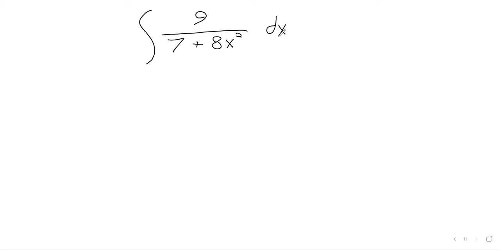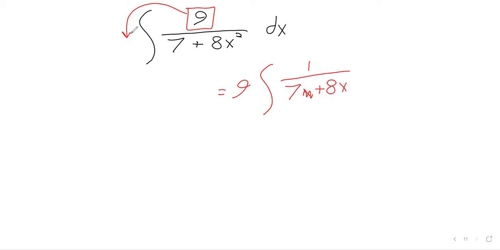This is not a real issue. This is using the fact that we can take constants and pull them out of integrals. This is 9 times the integral of 1 plus this, 7 plus that. So having a different number up front is no problem.